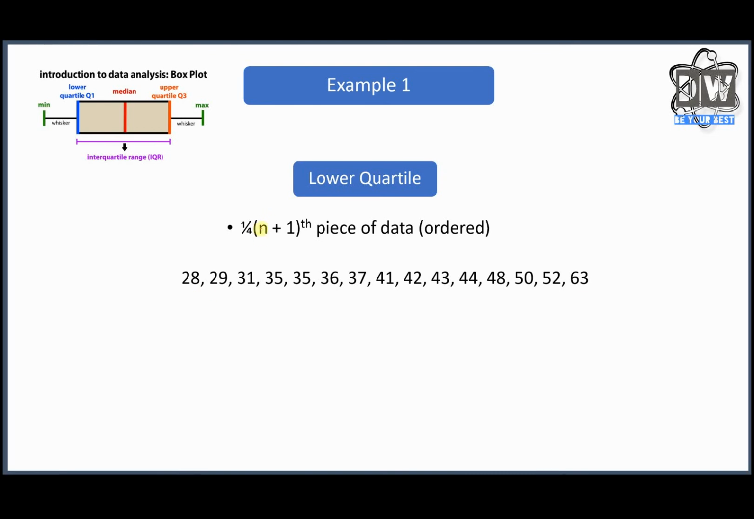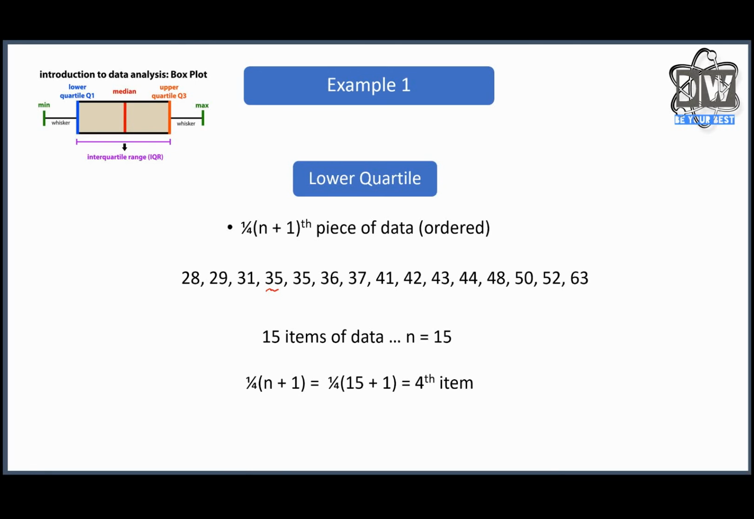So what I would do is I'd say 15 plus 1, that's 16. What's a quarter of 16? Okay, so a quarter of 16 is 4. So the fourth item along is going to be our lower quartile. So I've got 1, 2, 3, and 4. So 35 will represent our lower quartile, okay?